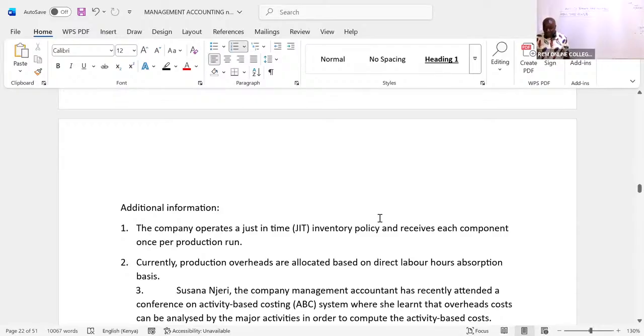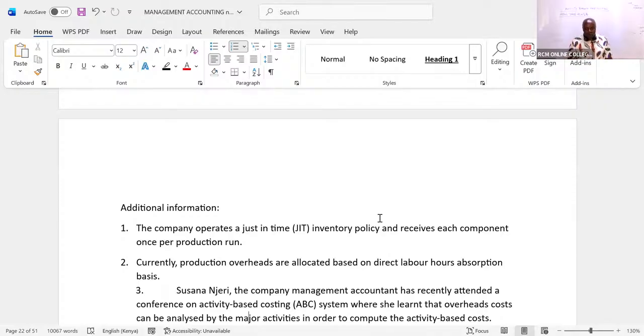and receives each component once per production run. I haven't yet taught you inventory management, but whenever you hear of this JIT, what comes to your mind? So in this case, just in time, we shall only be making orders when we need to make production. So we basically order raw materials for immediate usage.